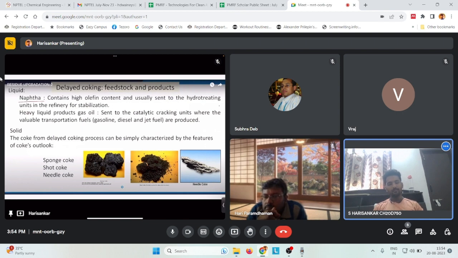If you look at the liquid product, it can be naphtha with high olefin content, or it can also be gasoline range products, gasoline, kerosene, and so on. Along with these lighter liquid products, we also have the heavy liquid product, gas oil. So gasoline, diesel, jet fuel: these are all the liquid products from delayed coking. And the final product is the solid, which is basically the coke or the carbon residue.